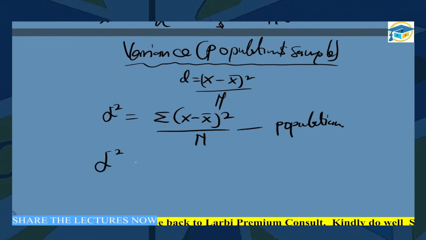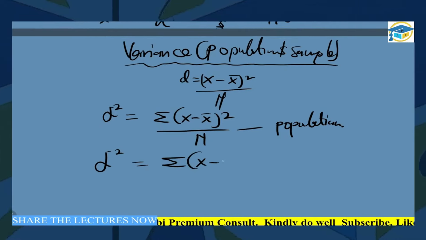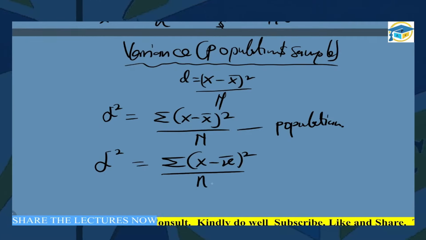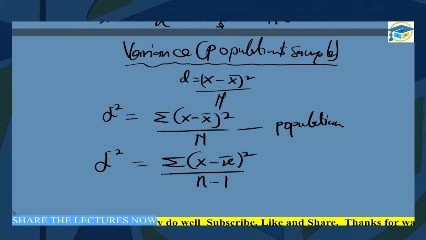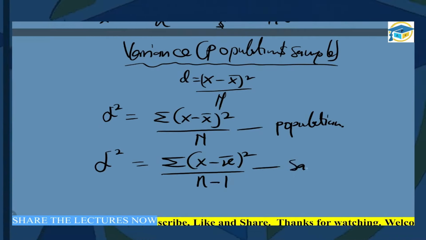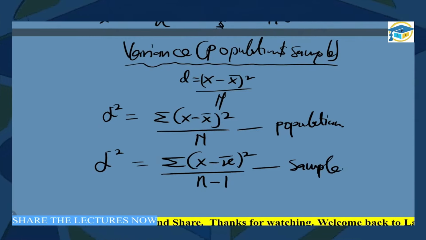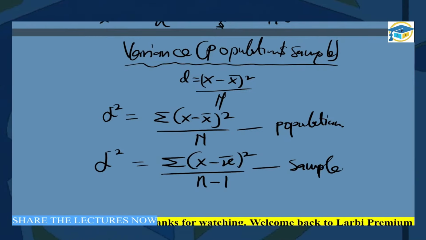But for a sample, for example, the variance should be equal to the summation of x minus x bar all squared, and then divide by small n, in addition subtracting 1 from the n. This is how you also calculate a variance for a sample. So let's take note of that. But that is for variance.